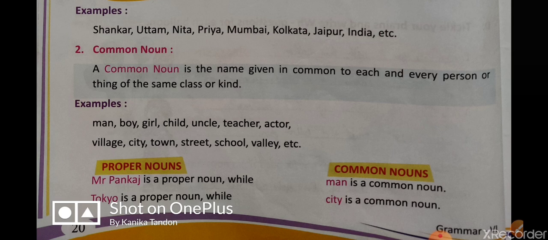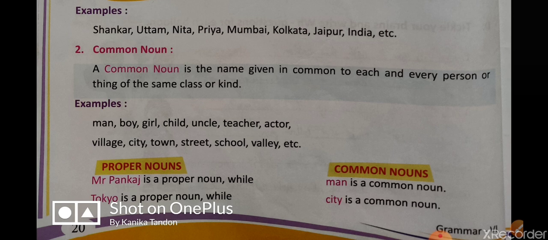Similarly, if I make all the girls stand on one side of the class, and all the boys stand in another corner of the class, those will be two communities: one community of boys and another community of girls. So one will be masculine, one will be feminine, one will be male, and another one will be female.